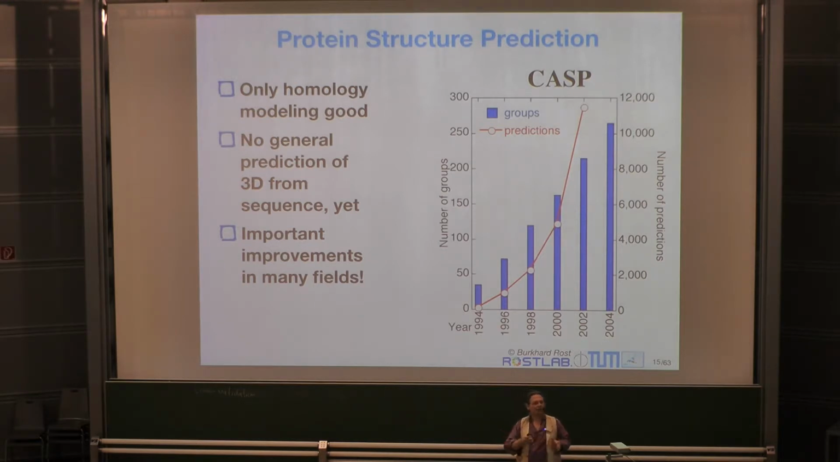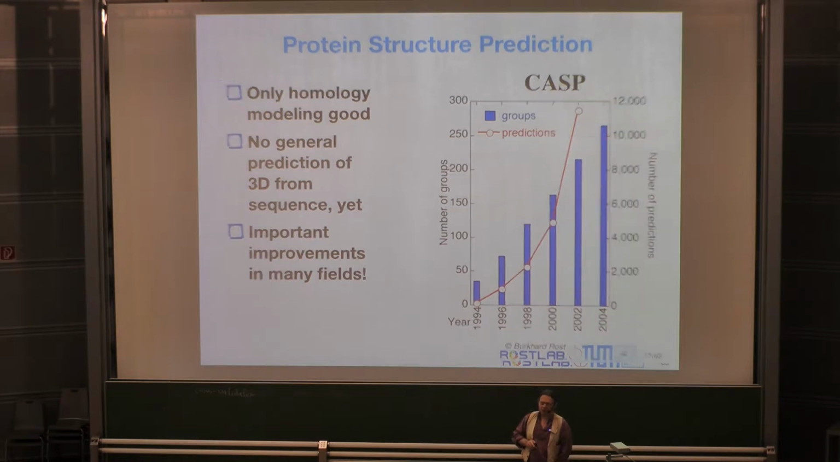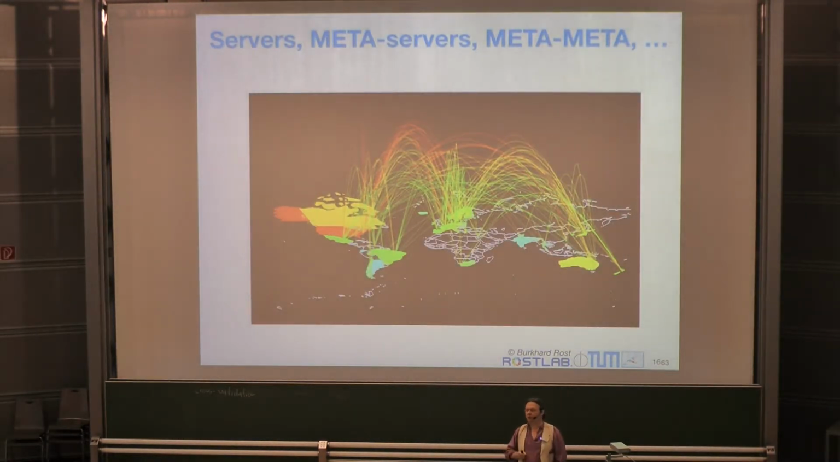It becomes better because we're getting better at recognizing the similarities. We're getting better at then modeling it in and wobbling around. But essentially, this is still all in principle the idea of comparative modeling. We cannot model from first principles, except for very short fragments, and then in particular contexts. What happened over the years is that more and more meta servers were created. This started simply in 1994, when the first CASP meeting happened.